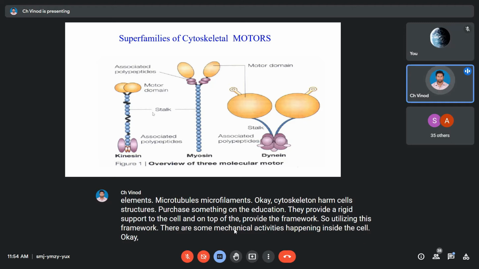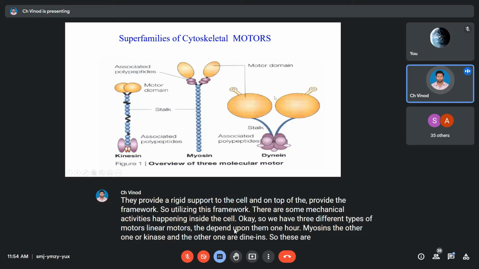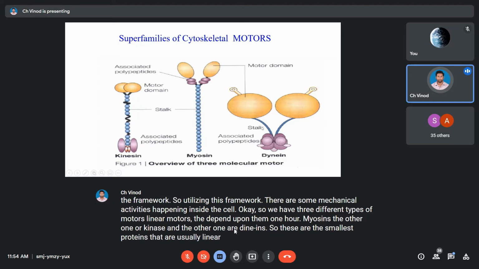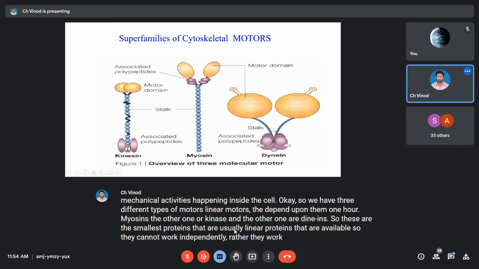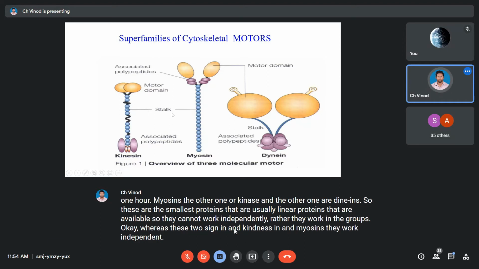Okay, so we have three different types of linear motors that depend upon them. One are myosins, the other are kinesins, and the other are dyneins. These are the smallest proteins, usually linear proteins, that are available. They cannot work independently, rather they work in groups. Okay, whereas kinesin and myosins work independently. Okay, so what does the myosin do?